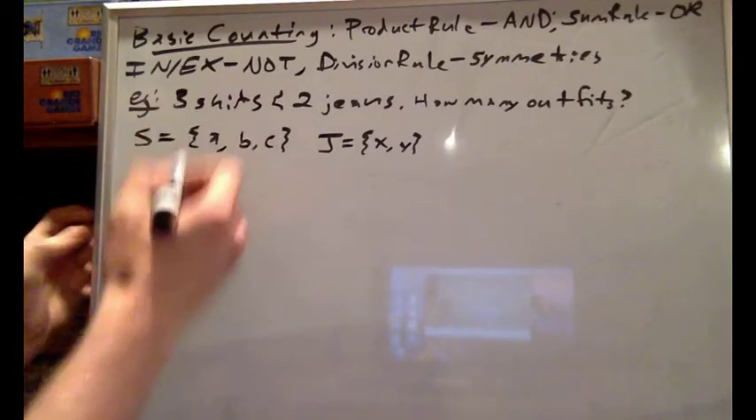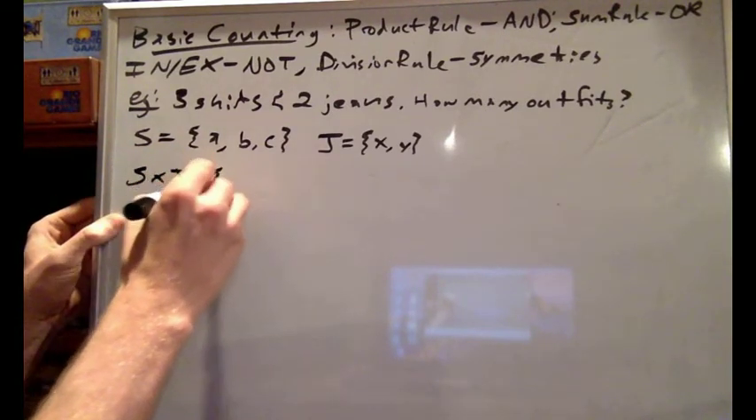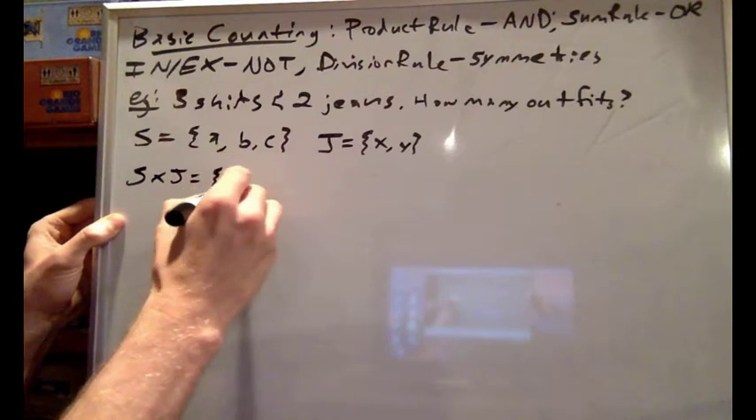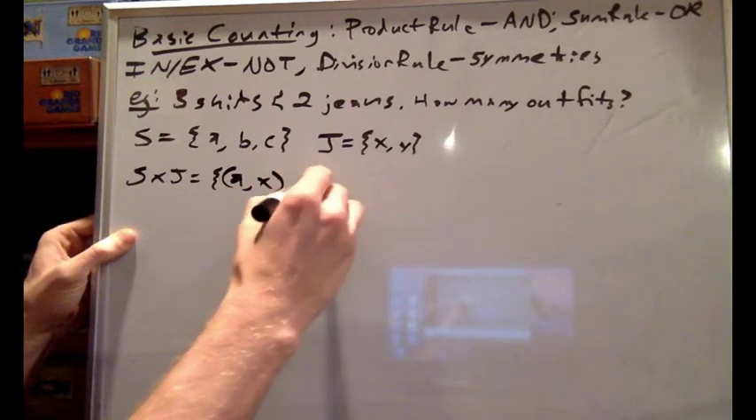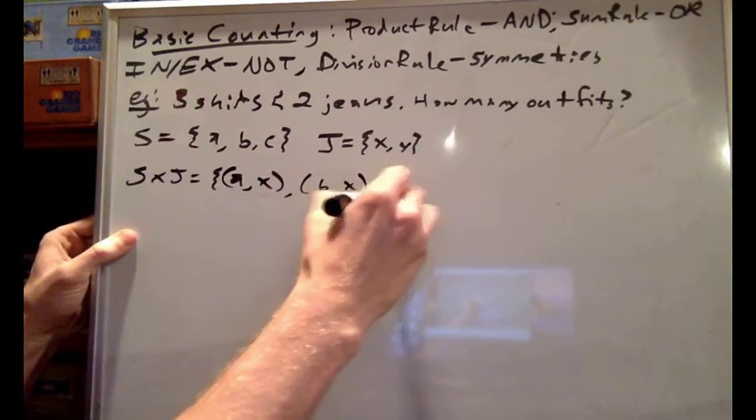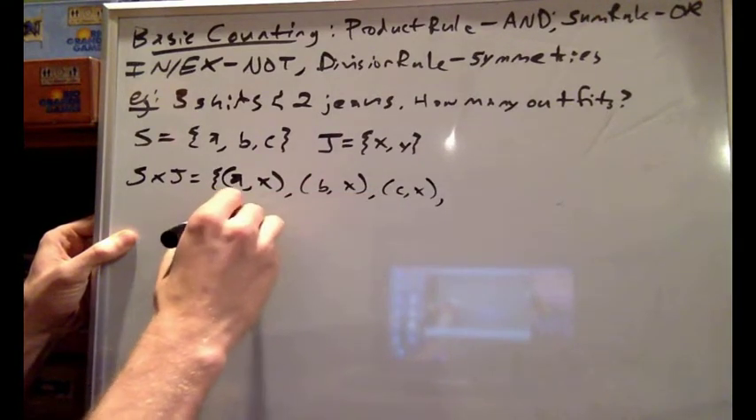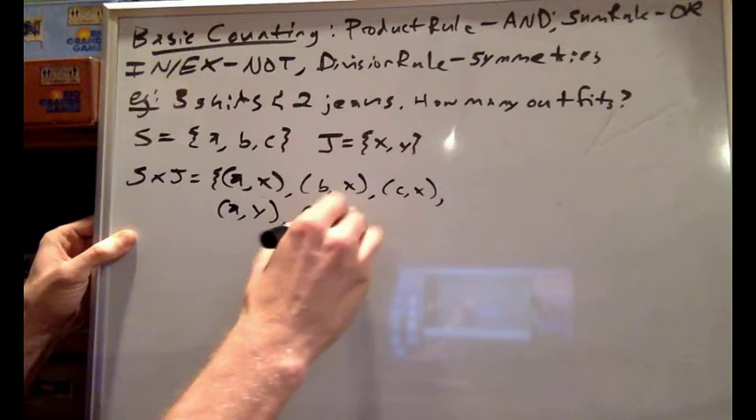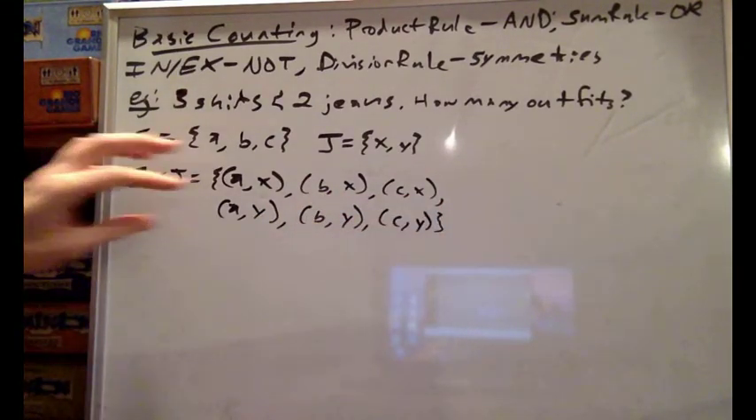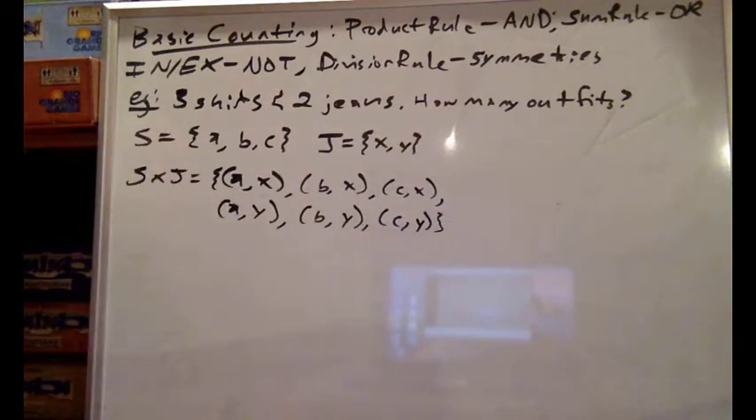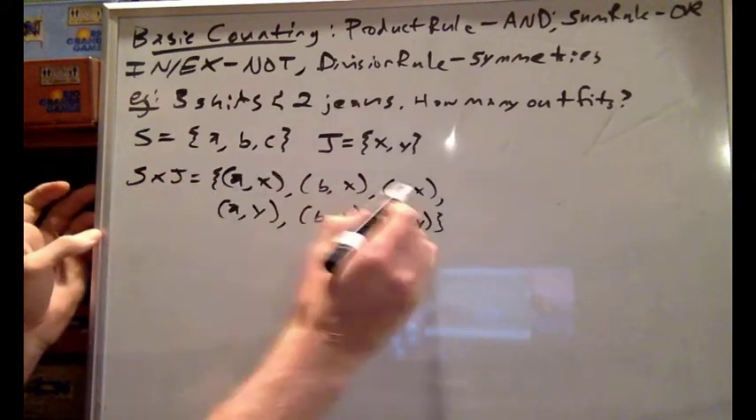Well, let's look at the Cartesian product. So S Cartesian product with J is going to be: I've got A paired with X, B paired with X, and C paired with X. Then I'll have A paired with Y, B paired with Y, and C paired with Y. Now, I've made this in kind of a strange order so that you can see the size of the Cartesian product is really 3 times 2.